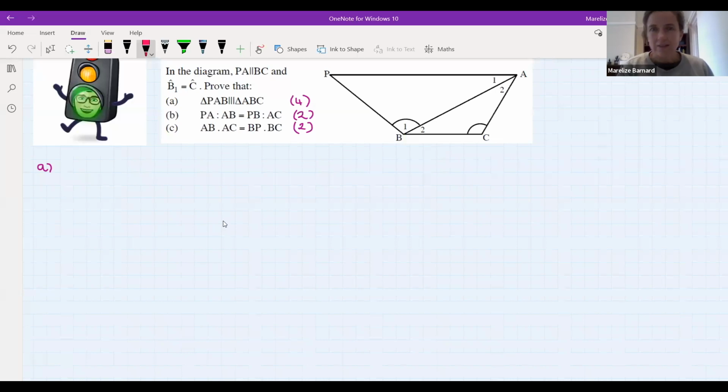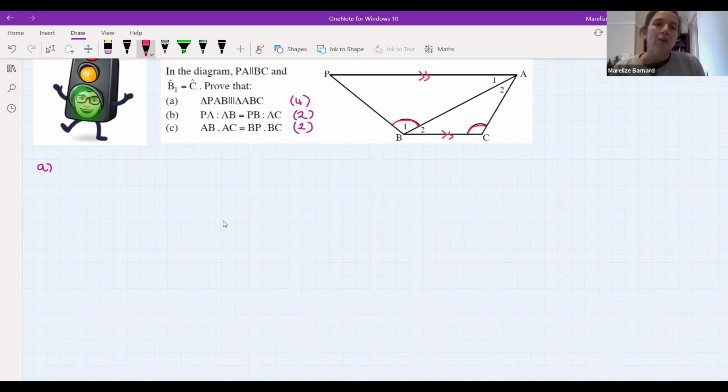Rightio, guys. Looks like most of you are done. So first things first, we check the diagram: PA is parallel to BC. You see, they say it, but they don't show it, so let's put it on our sketch. It's too hard for your brain to remember a piece of information that belongs over here, so show it on the sketch. And B1 is equal to C, so that's indicated. I'm going to put some pink there as well so that I know it's there.